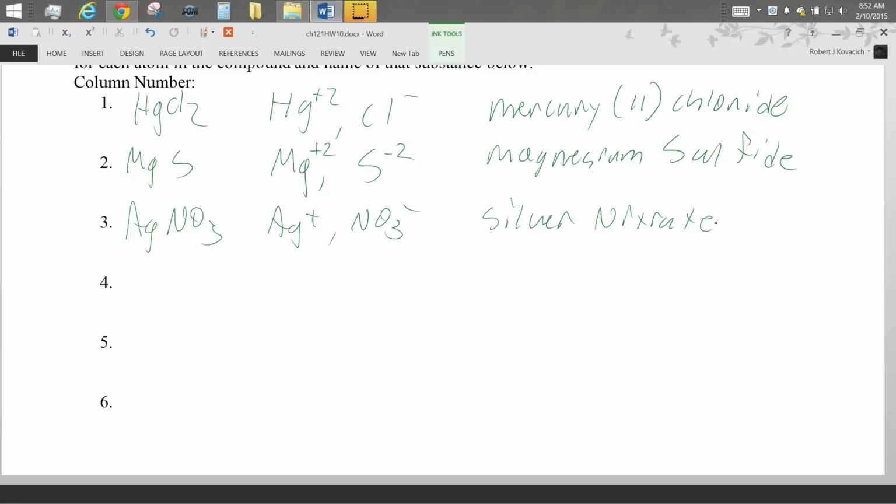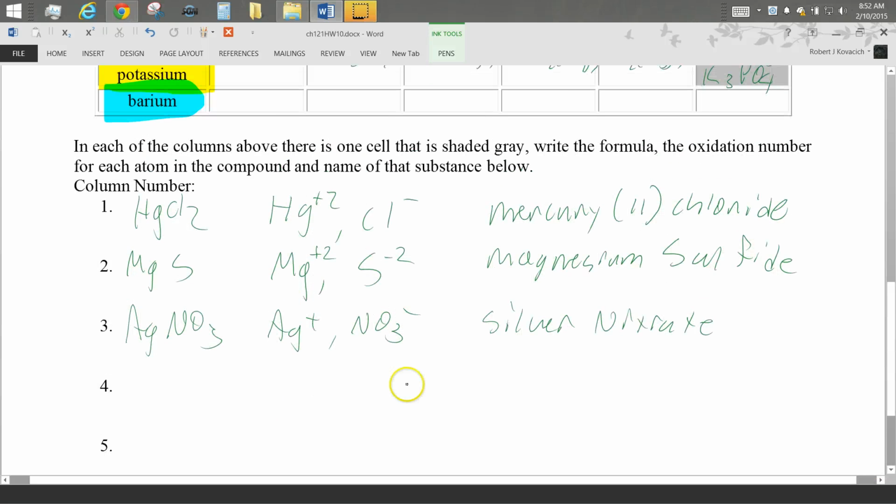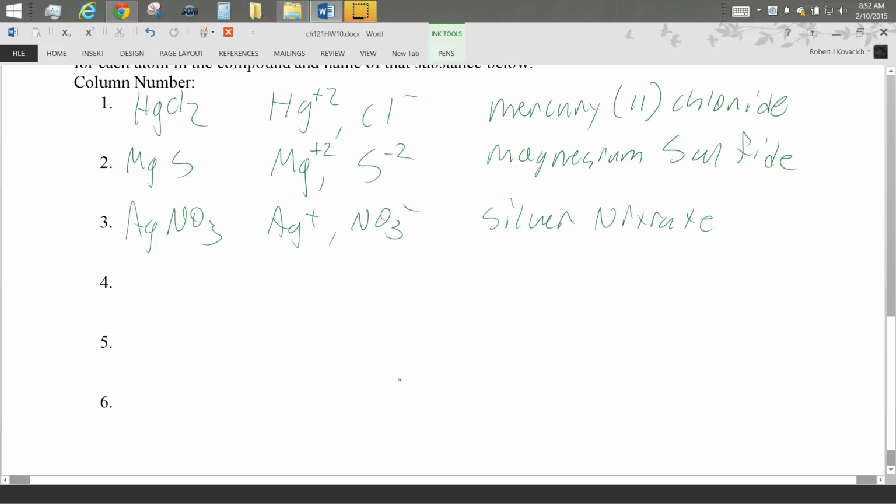Nick: Because you asked for each atom, wouldn't you want? Oh, did I ask for each atom? Did I say that? Oh yeah. Yep, you're right. I asked for each atom. My bad. So on this one, I would want nitrogen with a +5 and oxygen with a -2. Yep.